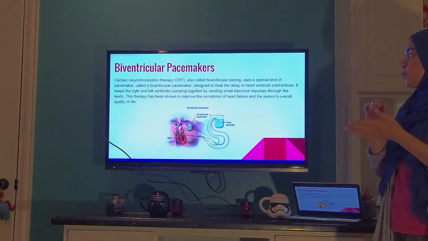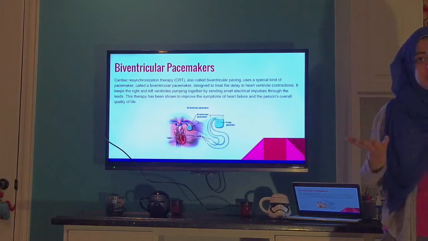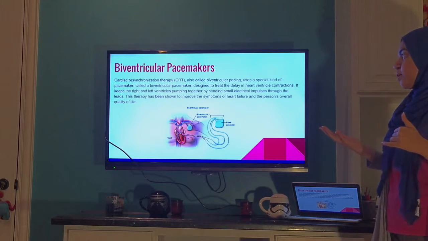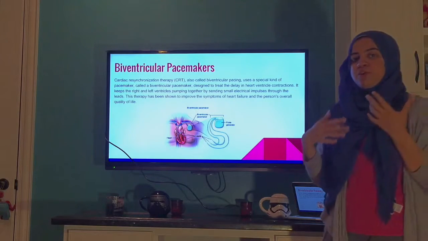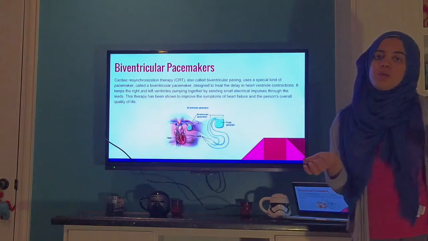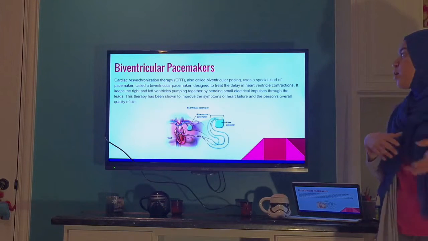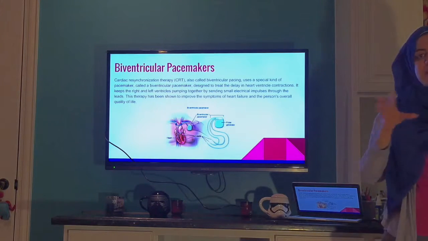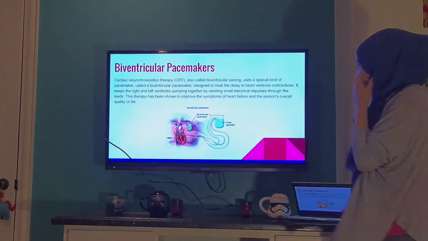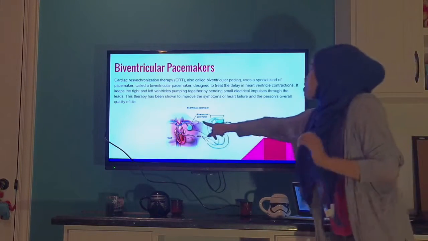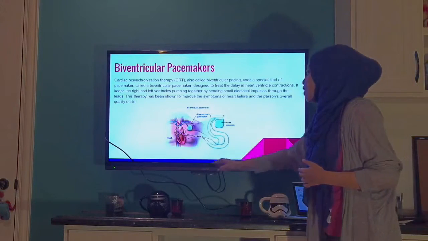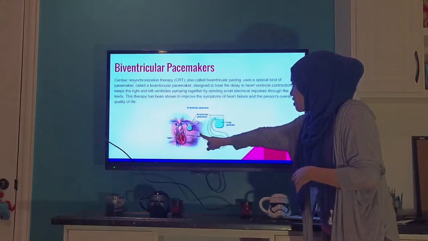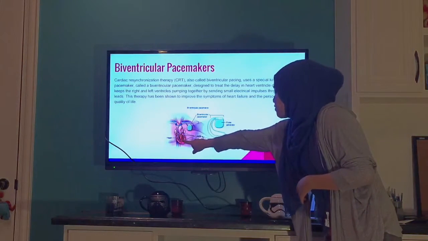And it's going to send really small electrical impulses because it's just a delay, right? And it can definitely improve somebody's quality of life if they have really minimal heart problems. It's still a problem with electrical impulses in the heart, but it's just dealing with a delay in those ventricular contractions. And as you can see here, there's a biventricular pacemaker sitting underneath the clavicle, of course, and here you can see the lead sitting in this ventricle.